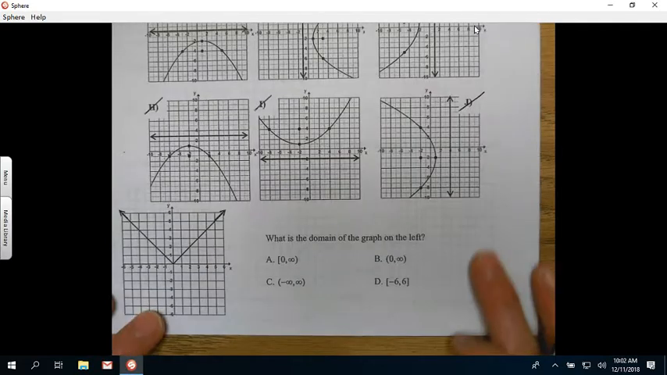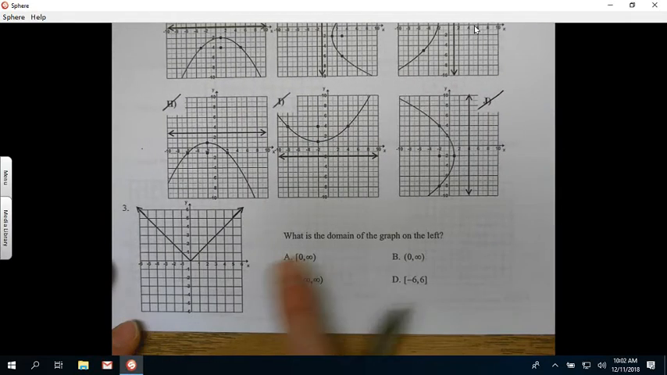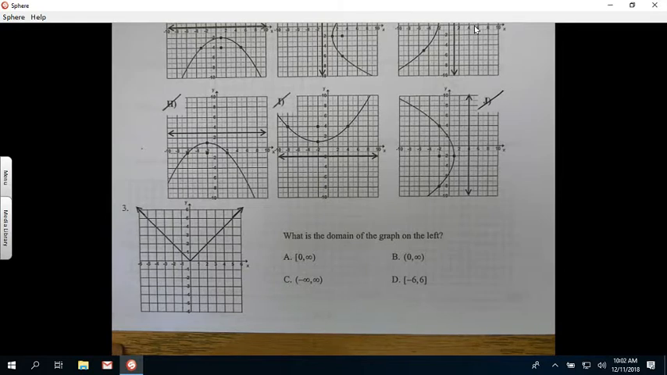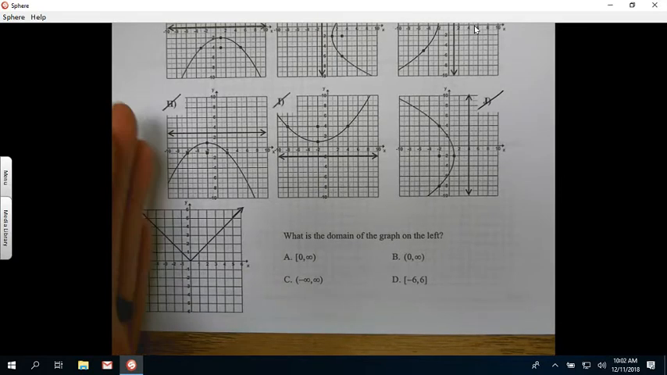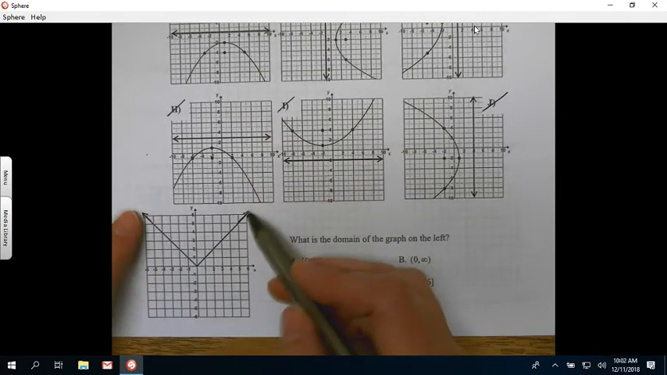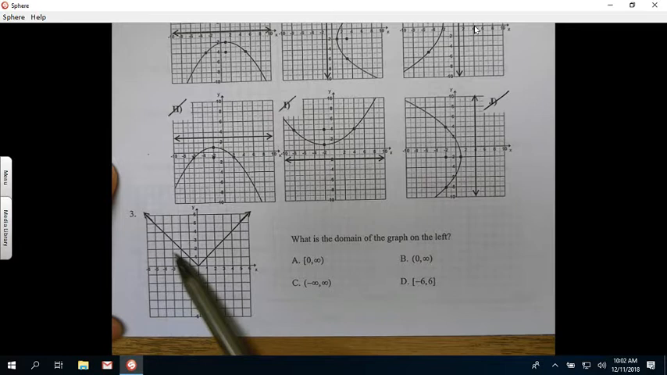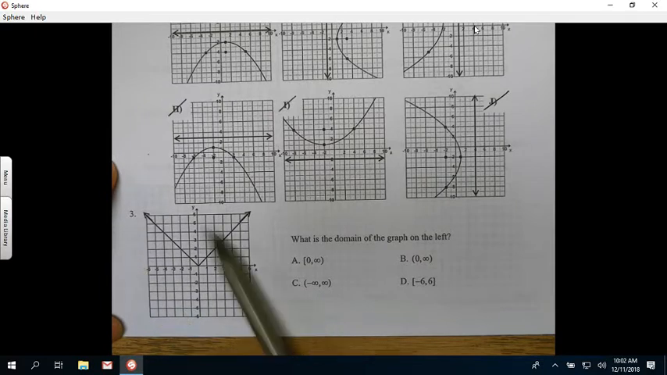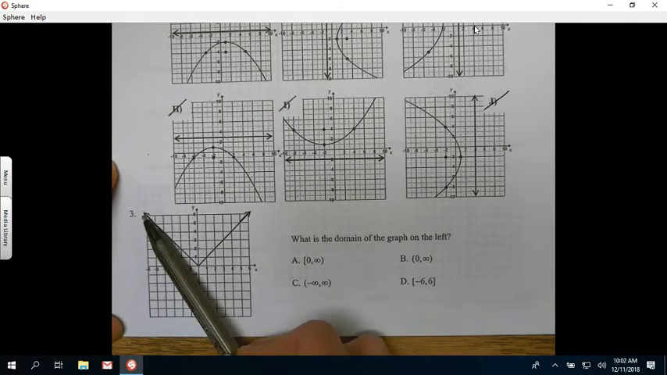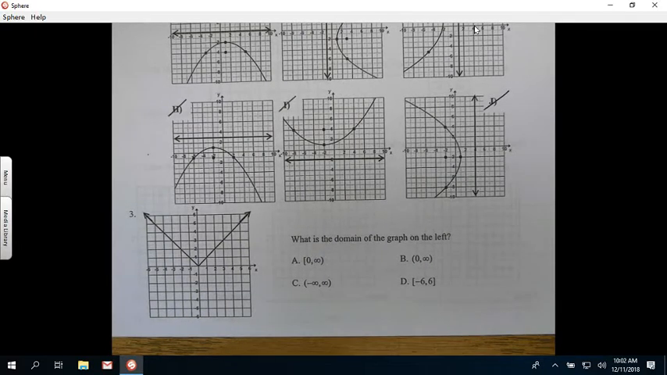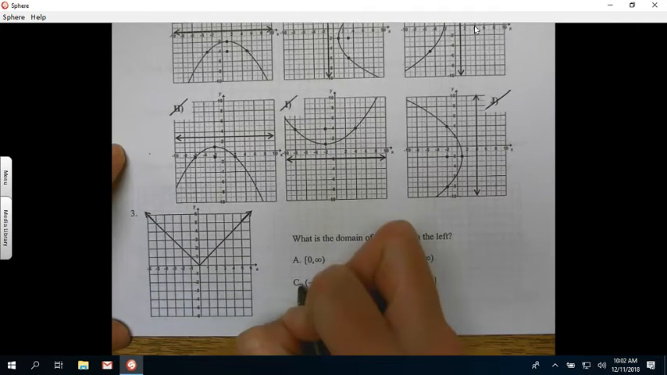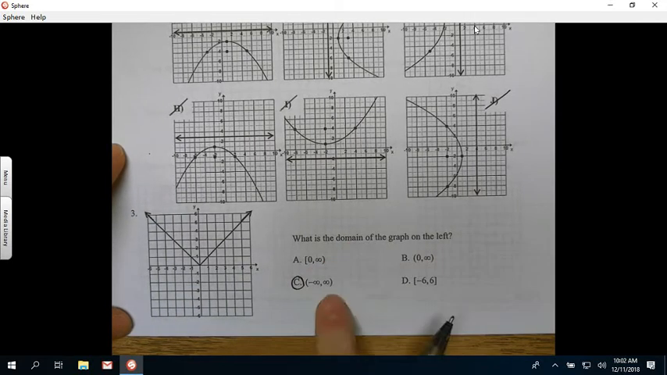Alright, let's look down here at number 3. So what is the domain of the graph on the left? Remember that domain is left to right. I have arrows on both ends. So how far to the left is this going? And then how far to the right? Well, since it has arrows on both ends, I know that it continues on forever, which means my domain is -∞ to infinity.